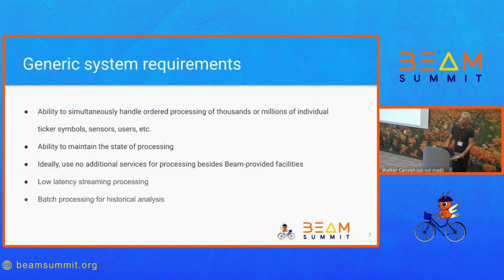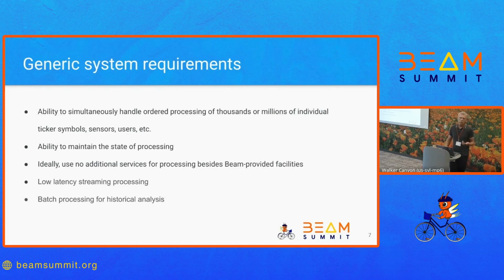So ideally, you don't want to build a very complicated system. It's possible to say we need to have a relational database in addition to this and additional infrastructure. But how do you build a system that's as simple as it can be? Ideally, you don't want to use any additional services outside of the Beam provided facilities, for example. Obviously, low latency streaming processing is important.